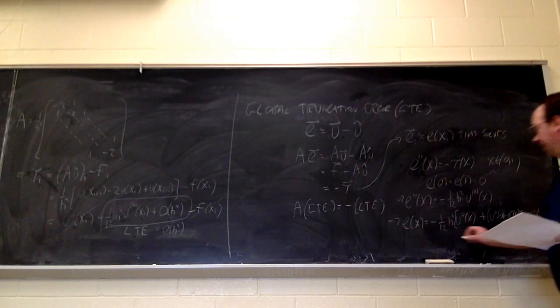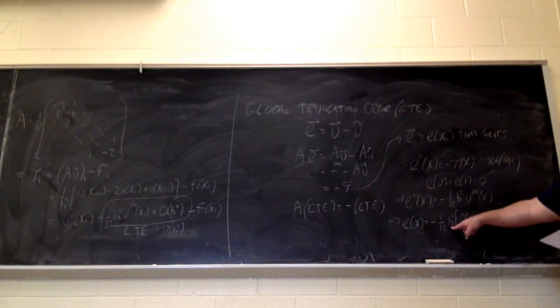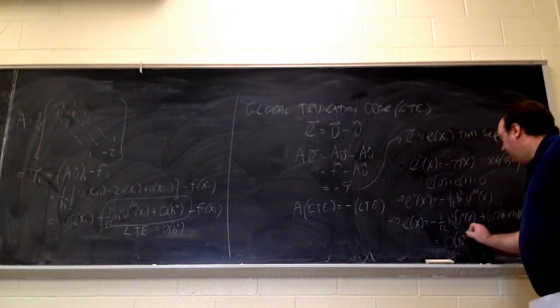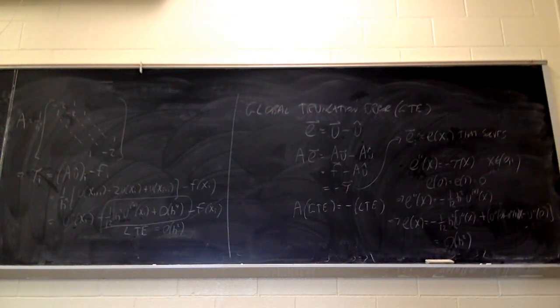And notice it's also order h squared. That's the main conclusion I want to make here. So generally, the global truncation error is the same order of magnitude in terms of h as the local truncation error. Okay. So any questions about this kind of error analysis?